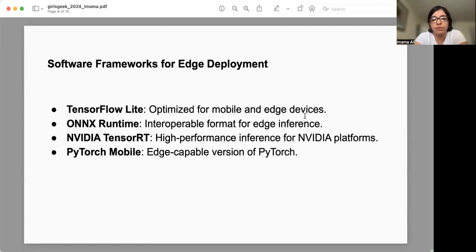Next is the software frameworks that are used for edge deployment. There are a lot of software frameworks. The most prominent ones are NVIDIA TensorRT and PyTorch Mobile. NVIDIA TensorRT has the highest performance among all the software frameworks that are available, and people use ONNX runtime and TensorFlow Lite for a standard model representation. NVIDIA TensorRT has the best performance on NVIDIA hardware and other hardwares as well.